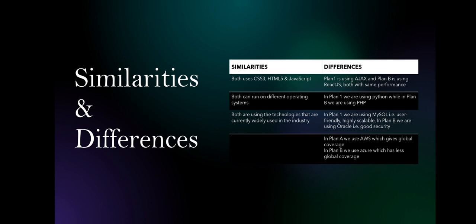And the differences were that Plan 1 is using Ajax, and Plan 2 is using React.js, which both have the same performance. And in Plan 1 we are using Python, whereas in Plan 2 we used PHP. In Plan 1 we used MySQL, which is very user friendly and highly scalable, and in Plan 2 we were using Oracle, which has very good security. And lastly we use AWS, which gives global coverage, and in Plan 2 we use Azure, which has less global coverage.